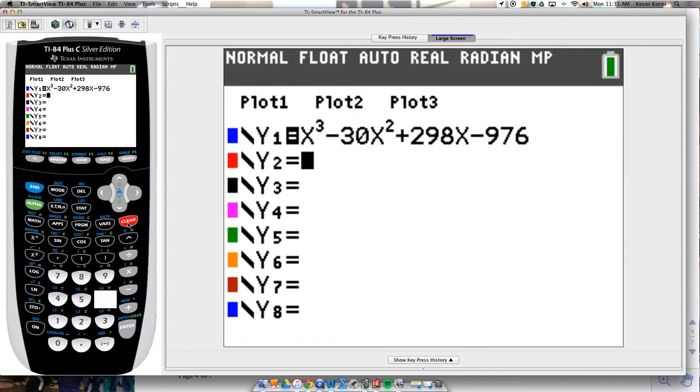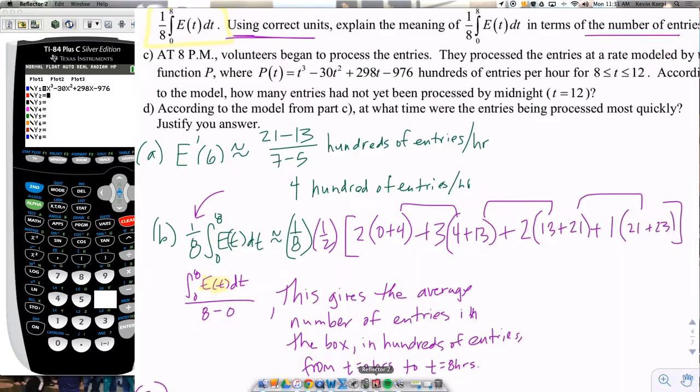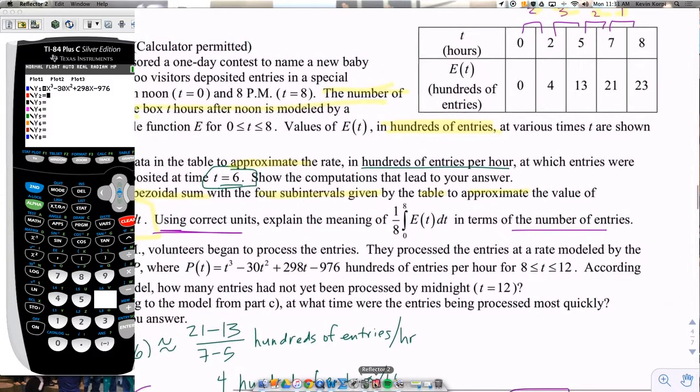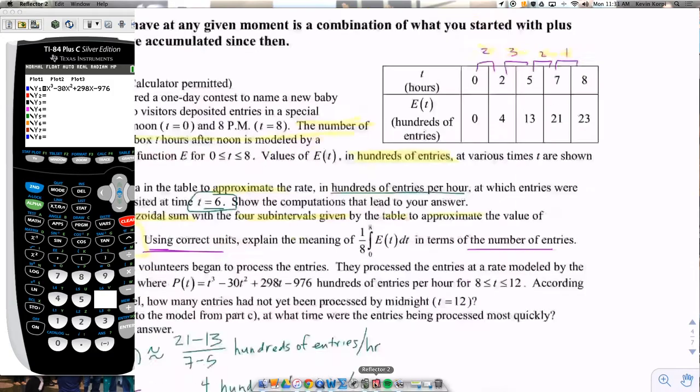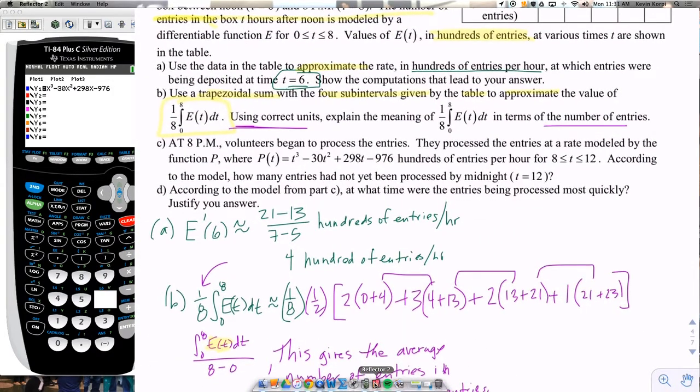Okay, great. Reading on now, it says Part C. At 8 p.m., that's once the box was closed, and they collected how many entries at the end, did we say? 2,300, right? So at 8 p.m., they closed the box. They have 2,300 entries in there. Part C says at 8 p.m. now, volunteers began to process those entries at a rate modeled by P of T.